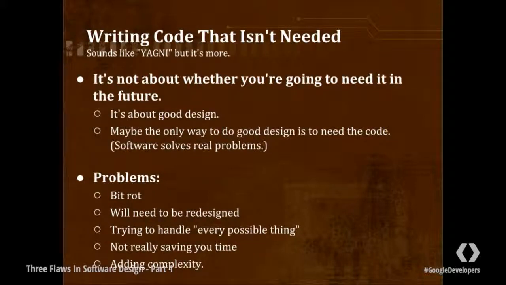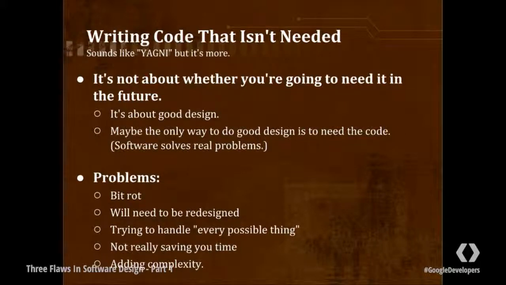Now this sounds like another rule called you ain't gonna need it, which is very popular. It comes from extreme programming and from other philosophies. But the problem that I have with that phrase is that it's a little bit misnamed, because it's not really about whether you're going to need the code as much as about whether you know how it needs to be designed now. What you want is really well-designed code that's maintainable into the future, because you want to be able to cope with change, right?